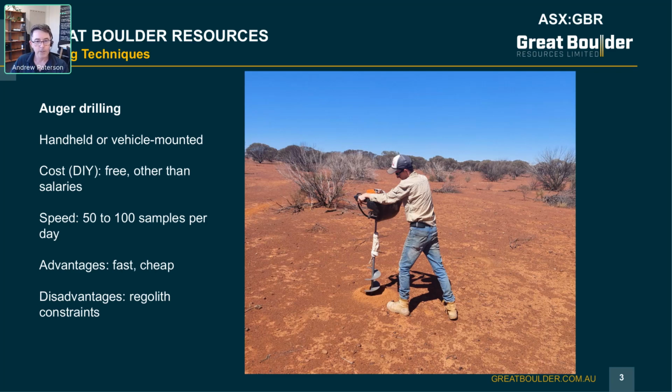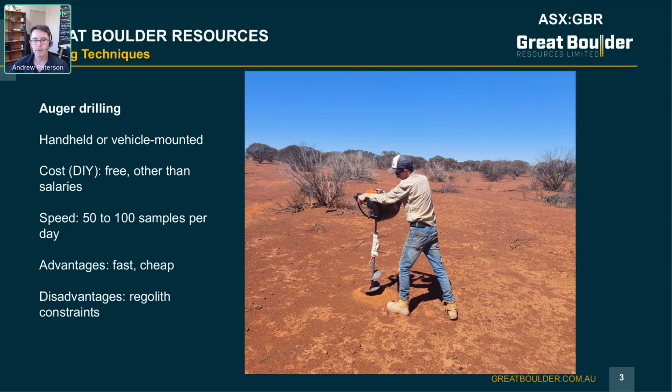Firstly, auger drilling. We've seen this photo before, our geologist Dave out there at Sidewell generating new data. In this example, it's really a handheld technique. It can also be done with a vehicle mounted rig. In our case, the cost of it is basically free other than salaries, because we own this machine. It only costs a few $100s, and we do this sort of work in the guys' spare time. The speed of sample coverage is about 50 to 100 samples per day, depending on the terrain and the sample spacing. So it's fast and it's cheap.